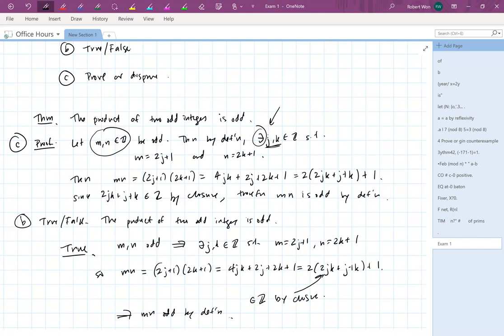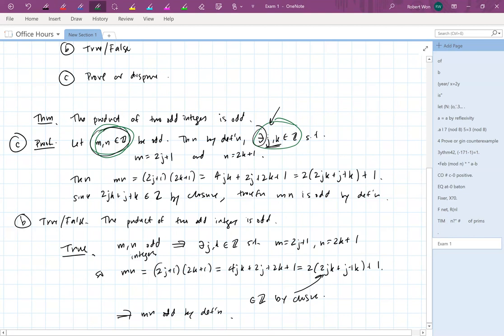Okay, there are things that you definitely need to do, as in I'll definitely take off points if you don't do them. Here, I should even have said m and n are odd integers. So if I didn't quantify m and n, if I didn't quantify j and k, if I didn't check closure here, these are things that you might not think to do, but are important. Otherwise, the proof doesn't hold up.